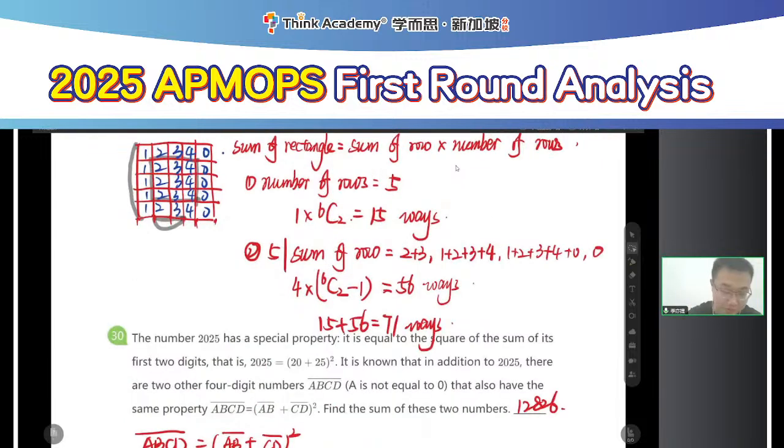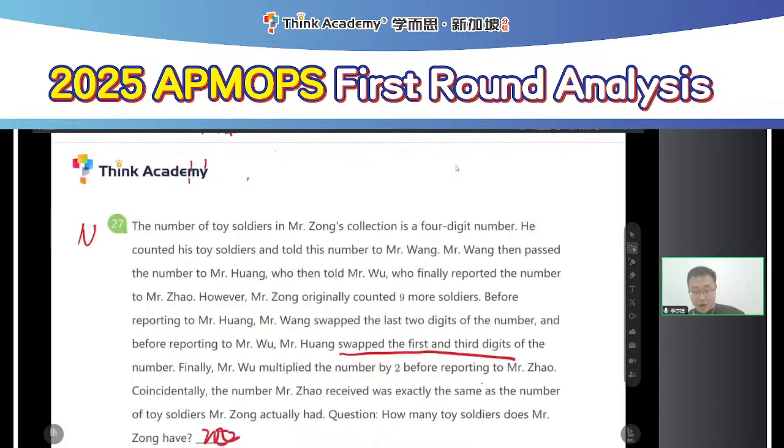Okay. So this question is difficult. I think it's difficult the first time you see it. Though I suppose that some students solve it out. Okay, that's all. Let's see.